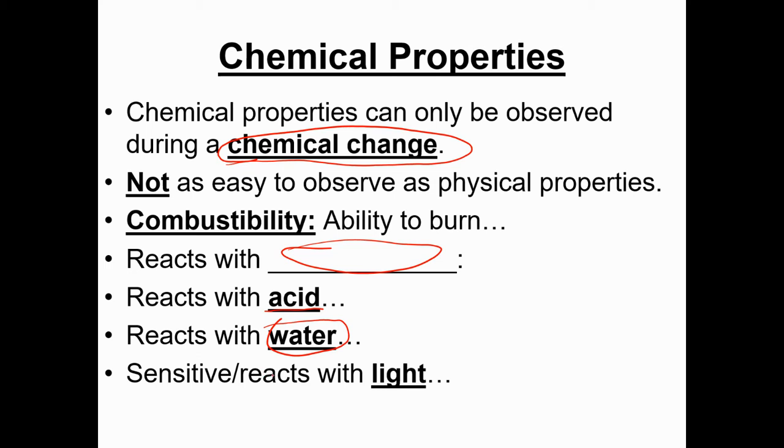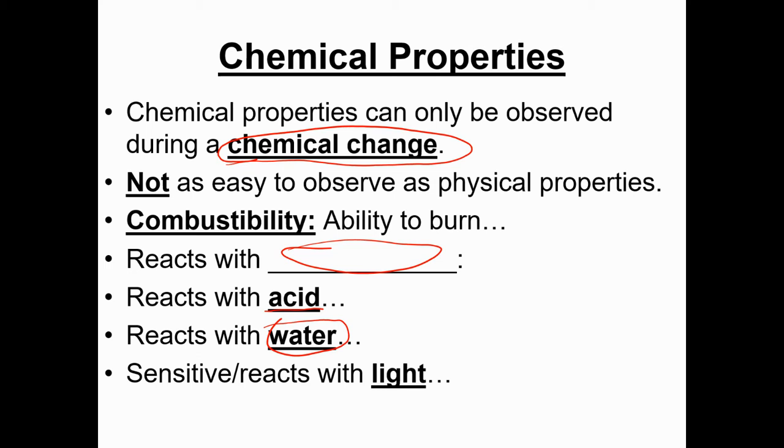And then I can also take a look at sensitivity with light or reactivity with light. So there's some substances, when you put them in the light, they start to decompose. So it's sensitive to light or reacts with light. And that's another example of a chemical property. There are others out there, and this is a bit simplified, but at the level that we're studying right now, that's really all you need to know. And for a lot of the main chemistry labs that you'll be seeing, it's really at this level that you need to understand chemical properties.